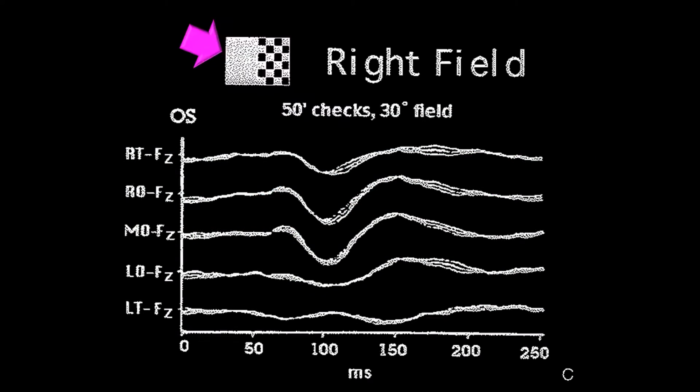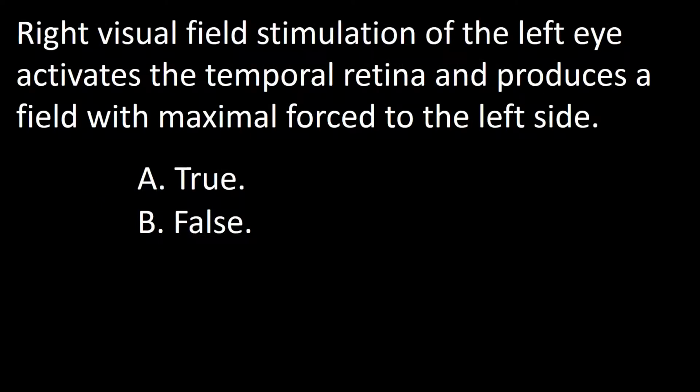This is an example of a right hemifield stimulation of the left eye. See that the waves with the largest amplitude are captured by the right occipital frontal derivation and the mid-occipital electrode. So the answer to this question is B.